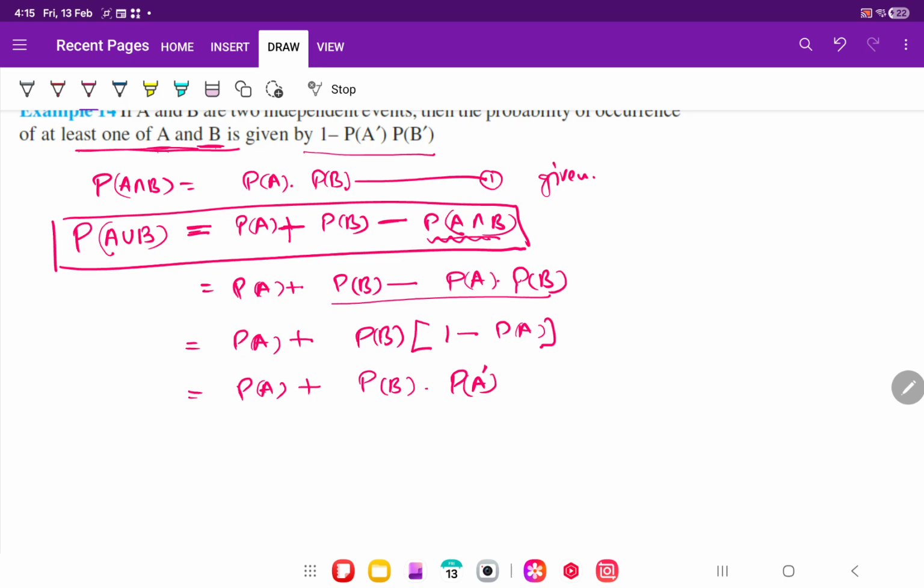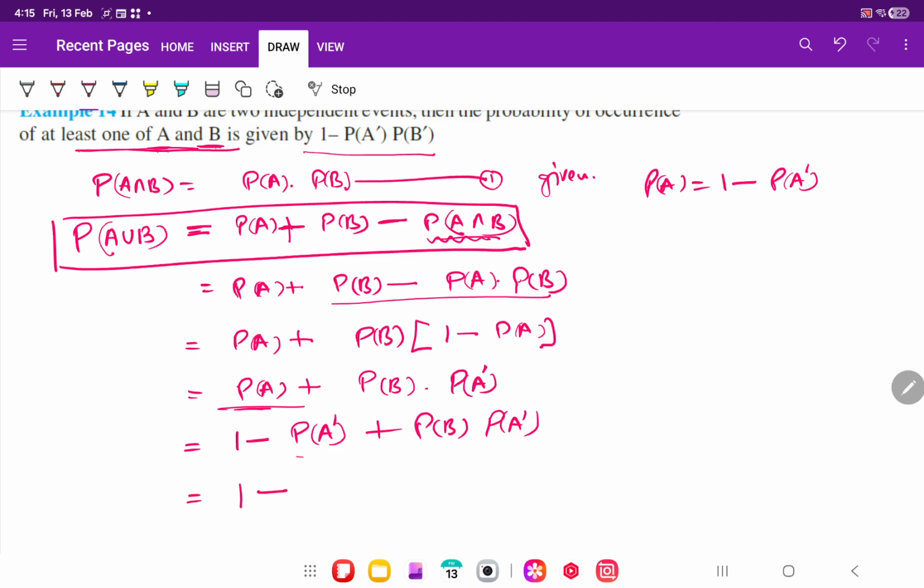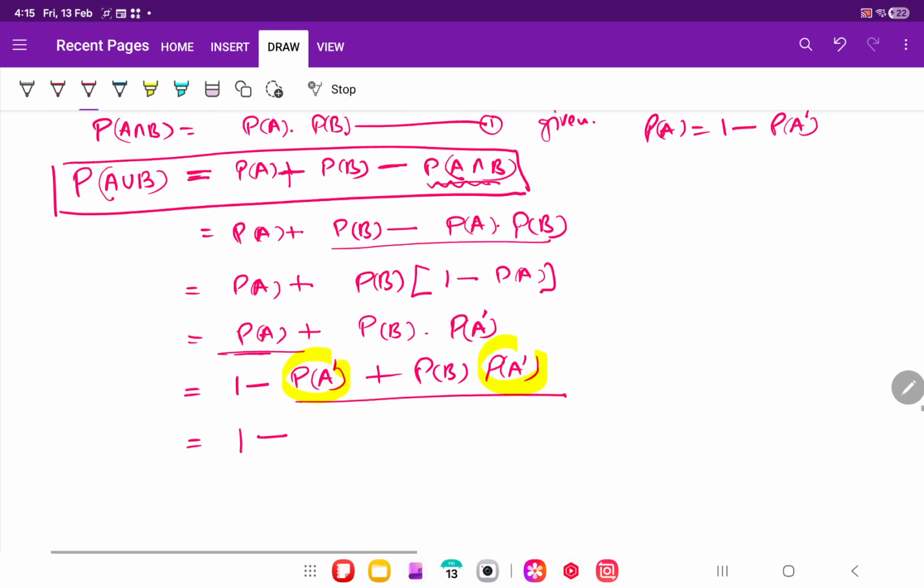Correct? Now what we can do? What is P(A)? P(A) can I write from fundamental knowledge as 1 minus P(A'). I am writing this, and the remaining is the same. Correct? Now think, what can we do? I am planning to take this common in these two, this and this. I hope you understood. So let me take P(A') common. So what is left? 1 minus P(B).